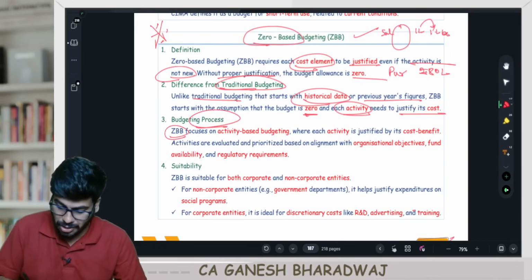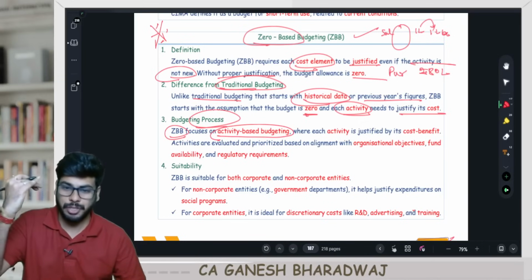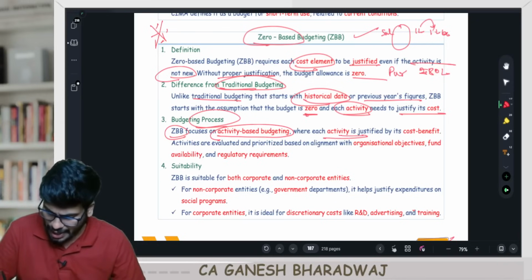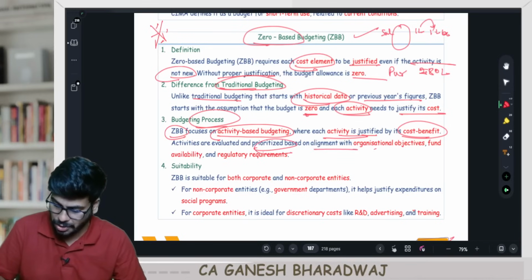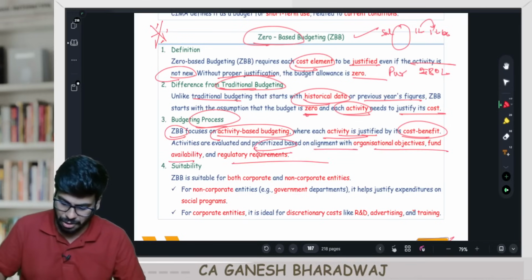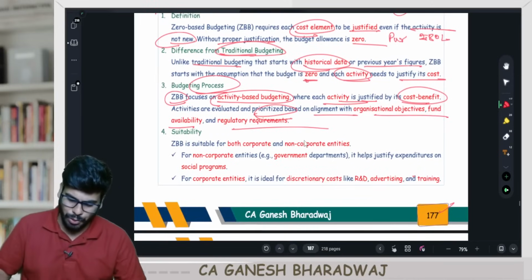Zero-based budgeting focuses on activity-based budgeting. That is, you list out the activities where each activity is justified by its cost-benefit analysis. Activities are evaluated and prioritized based on alignment with the organizational objectives, fund availability, and regulatory requirement. Right? And who uses zero-based budgeting?